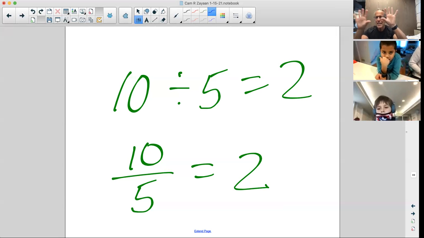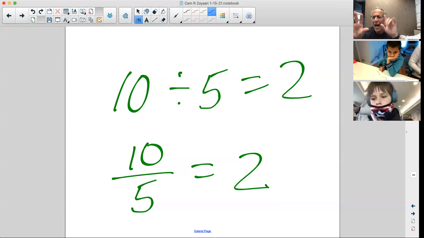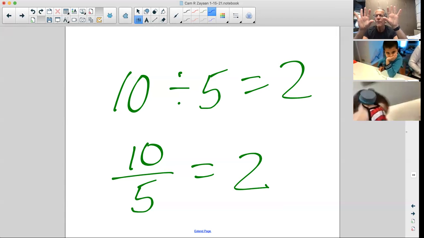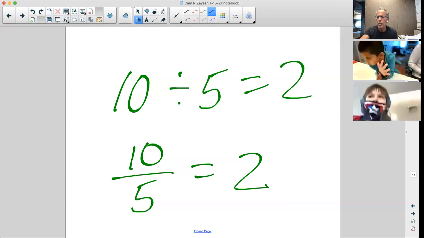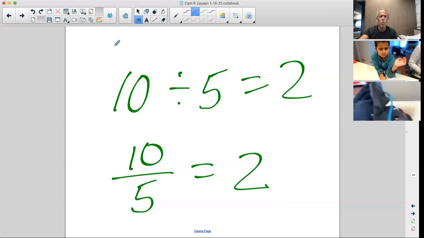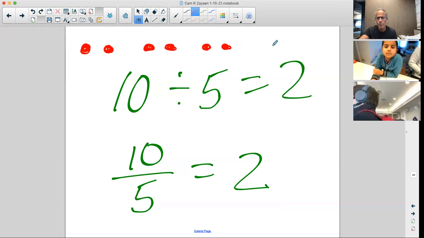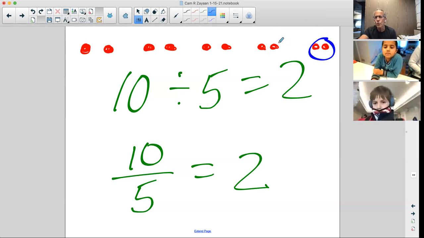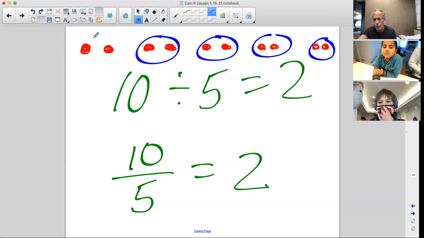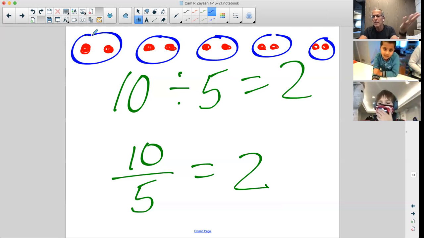You cut 10 in half and you get 5. Or you could cut 10 in 5 pieces. Cam, listen. In 5 pieces and get 2. Let me show you how that works. You ready? There's 1. There's 2. There's 3. There's 4. And there's 5. Do you see how there are 5 groups of 2 that make 10?